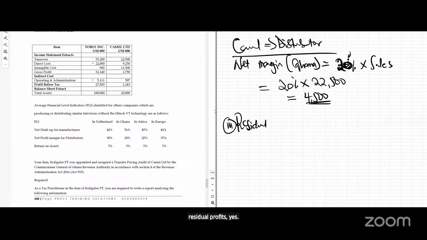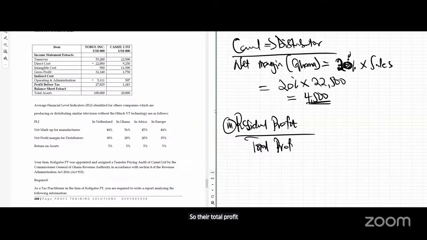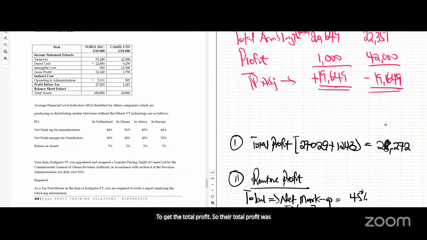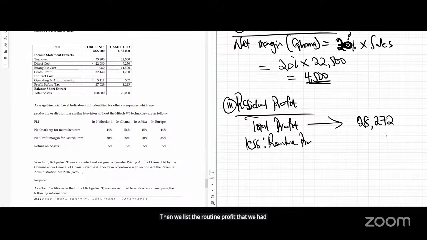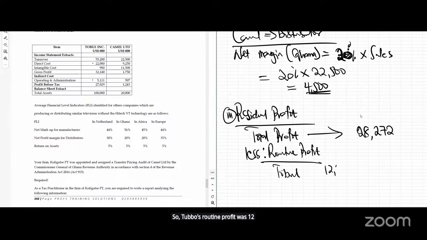Residual profit is getting your total profit minus the routine profit. So their total profit was 28,272, right? Then we less the routine profit that we had. Tobo's routine profit was 12,236, right? Then this one, Camel, 4,500.